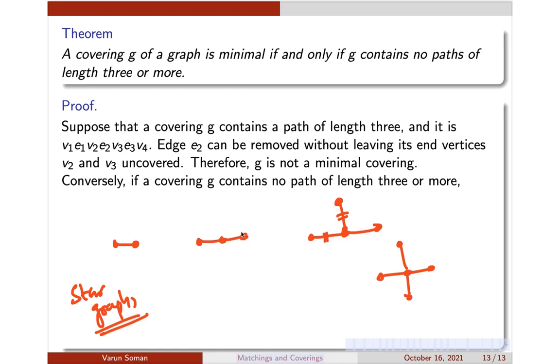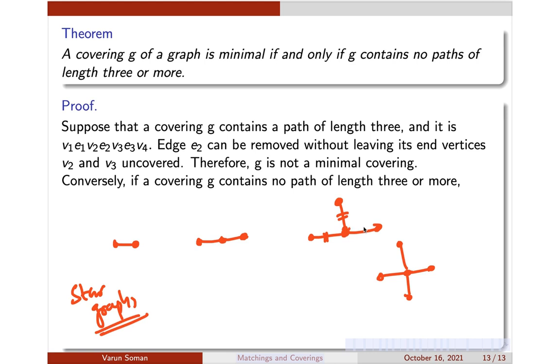Path of length 3 is not possible. If I add an edge anywhere, you will be getting a path of length 3. Okay, so that's the idea here. If I add an edge here, that is the same as this one only. If I add an edge here, it is the same as this one only. It's the same idea here.